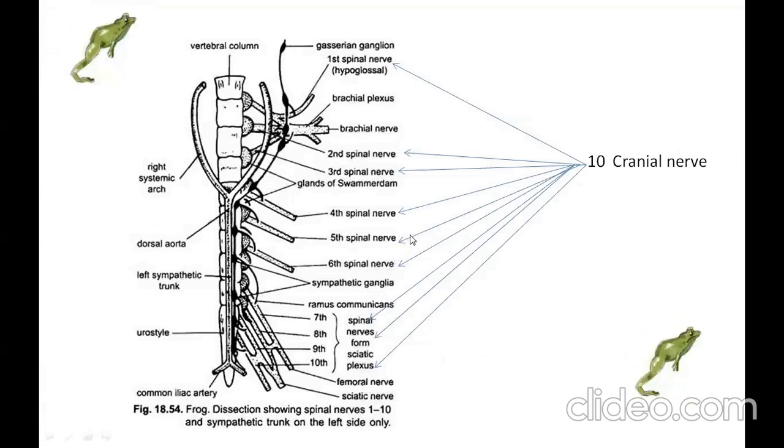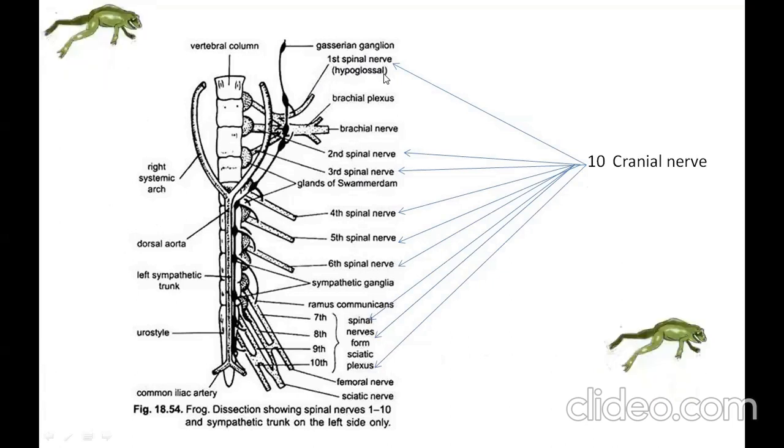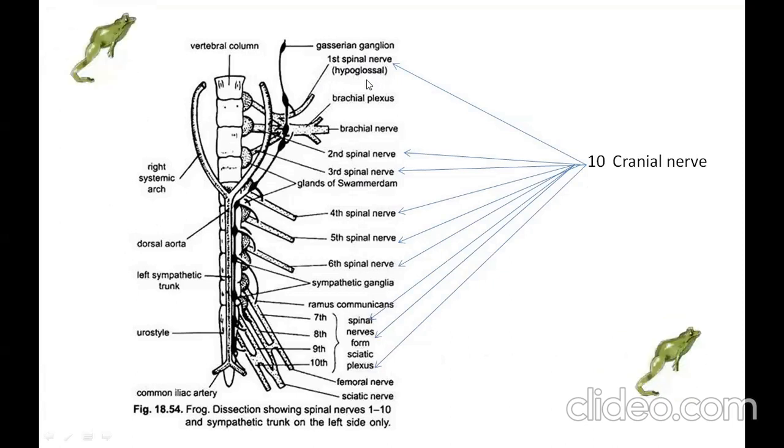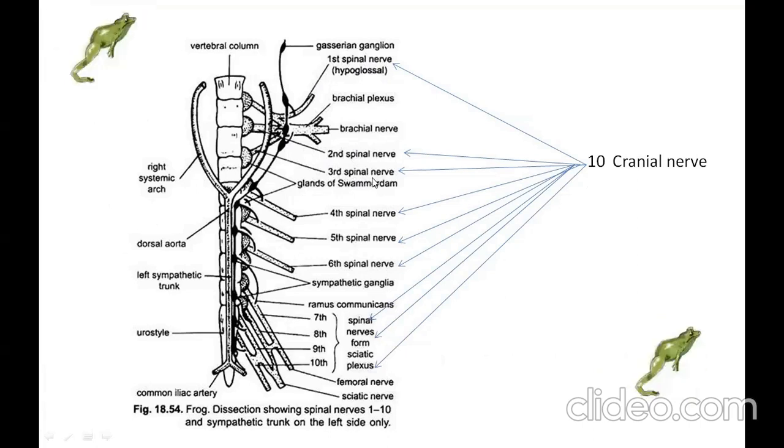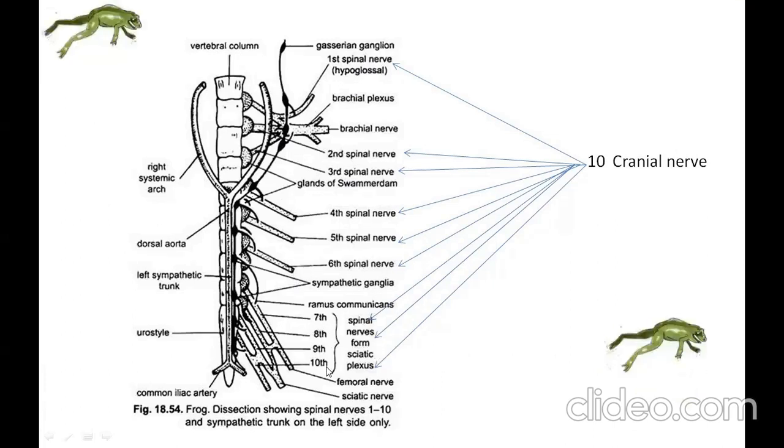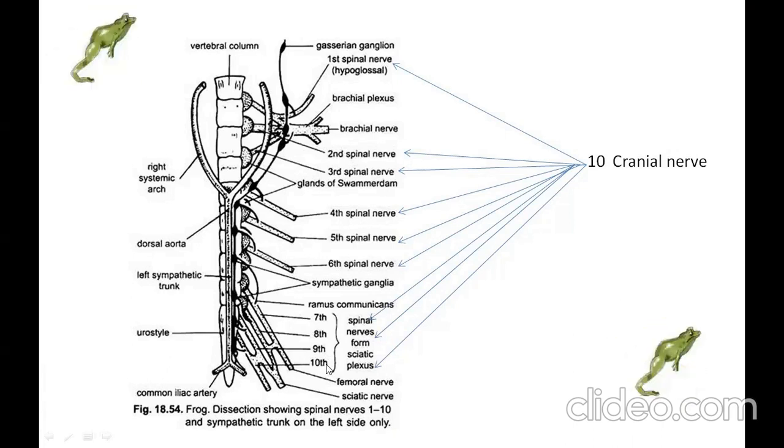And this image shows you the 10 cranial nerves. The first cranial nerve or spinal nerve we call the hypoglossal nerve, which helps the tongue. Hypo means down and glossal means tongue. Below the tongue, you have the first spinal nerve, and next comes the second spinal nerve, and the third spinal nerve is present. Fourth is here, fifth, sixth is arranged in the thoracic region, and the seventh, eighth, ninth, and tenth spinal nerves help in the formation of the sciatic plexus. It will be helping in the formation of the plexus.